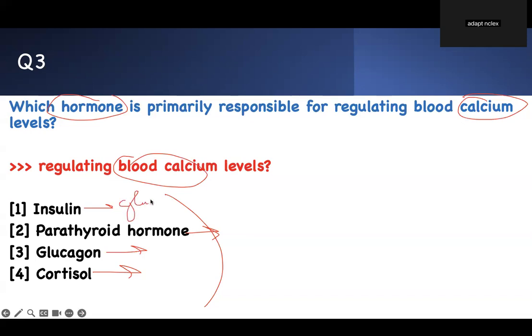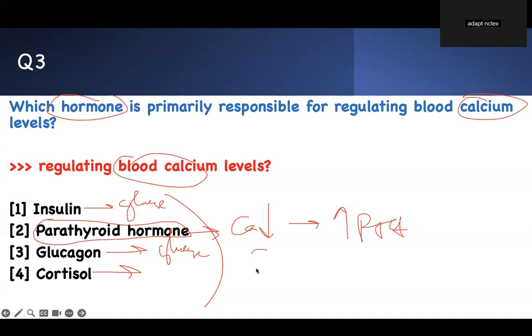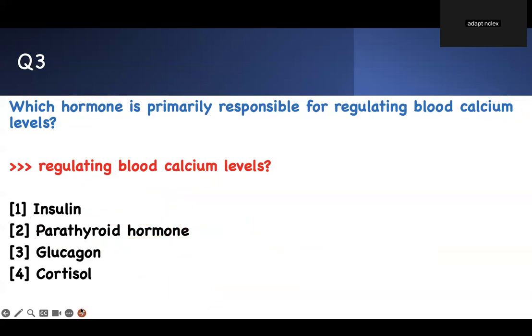Insulin regulates glucose. Glucagon regulates glucose. Cortisol is a steroid that can also regulate your glucose. It helps with your metabolism, but it does not affect your calcium. Therefore, PTH, parathyroid hormone, does. When your calcium level is low, you increase PTH, which is your parathyroid hormone. When your calcium level is high, PTH will go down. This is how you know how your calcium is regulated.